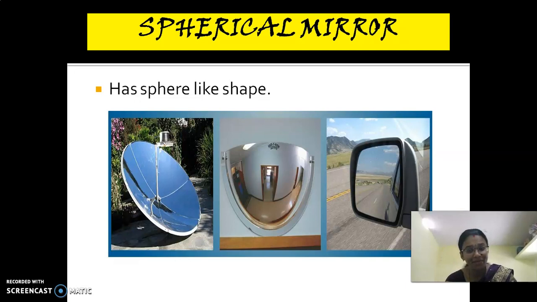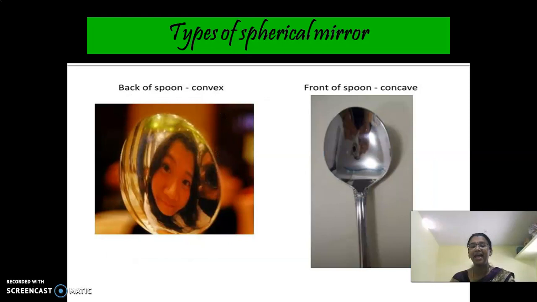So the spherical mirror or curved mirror is divided into two types: concave mirror and convex mirror. What is it? Concave and convex mirror. So concave, what is that concave? They are bent inward.